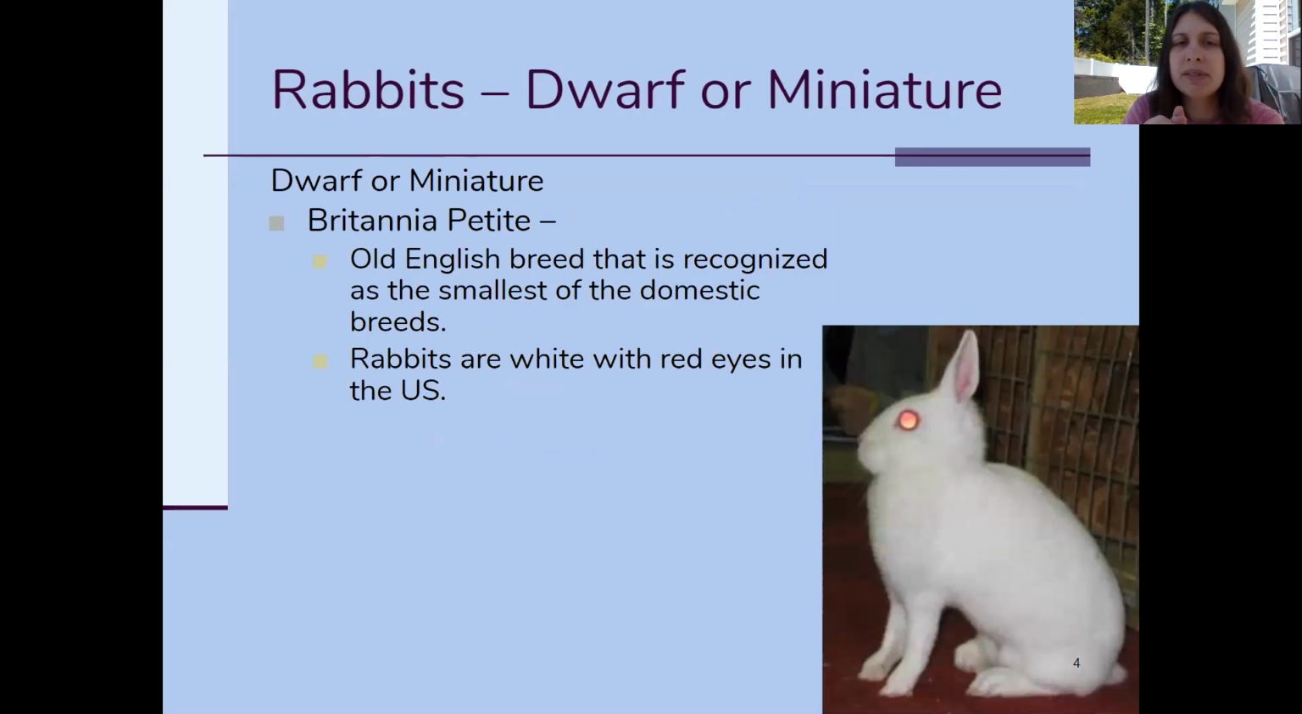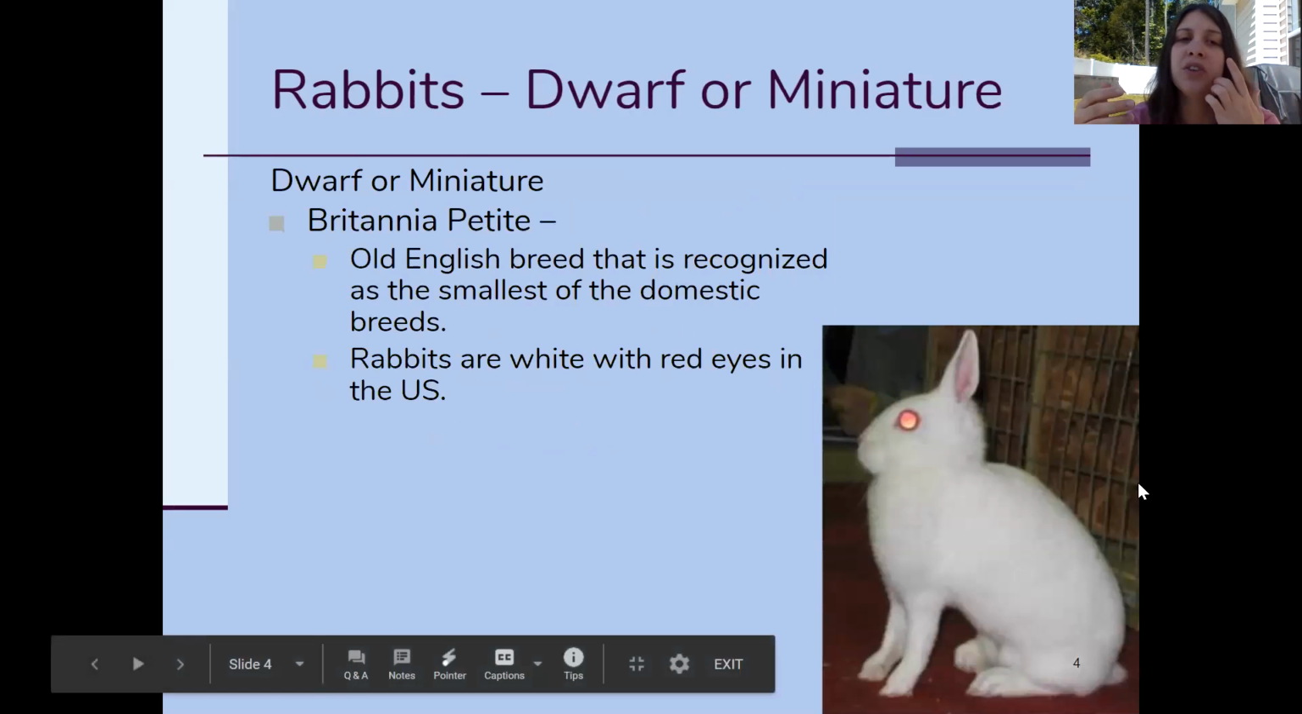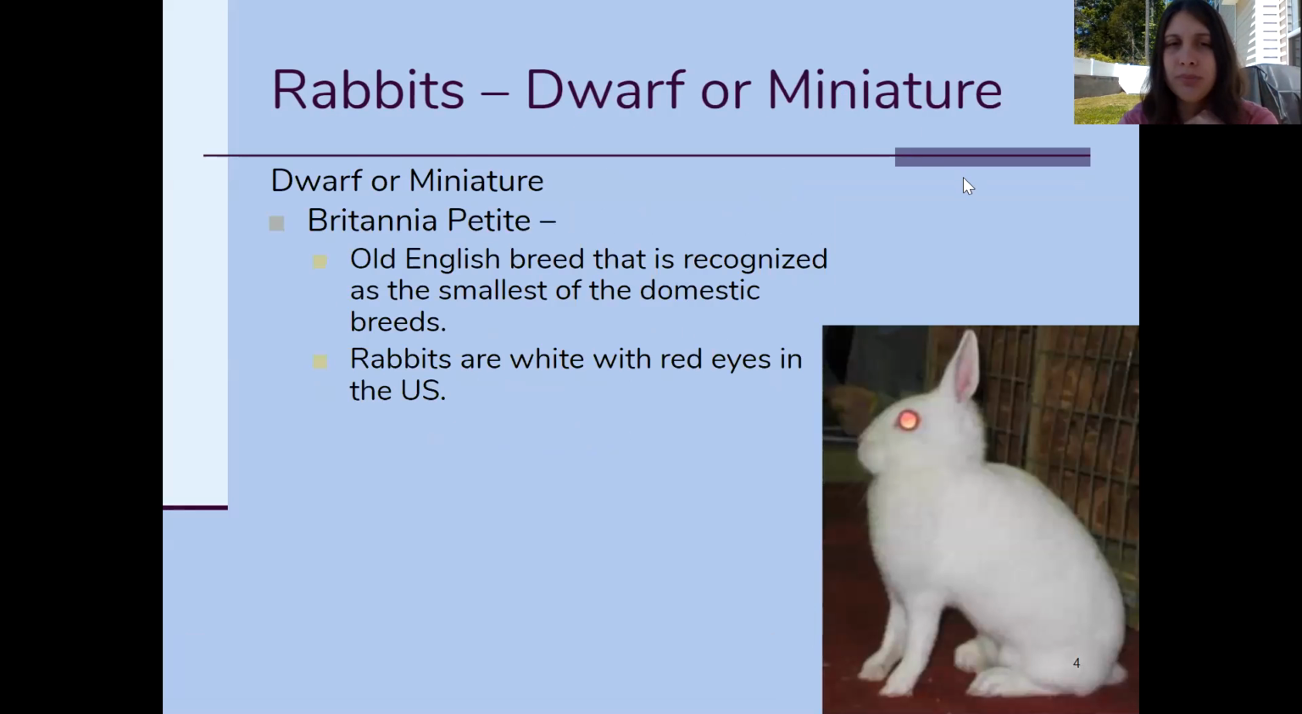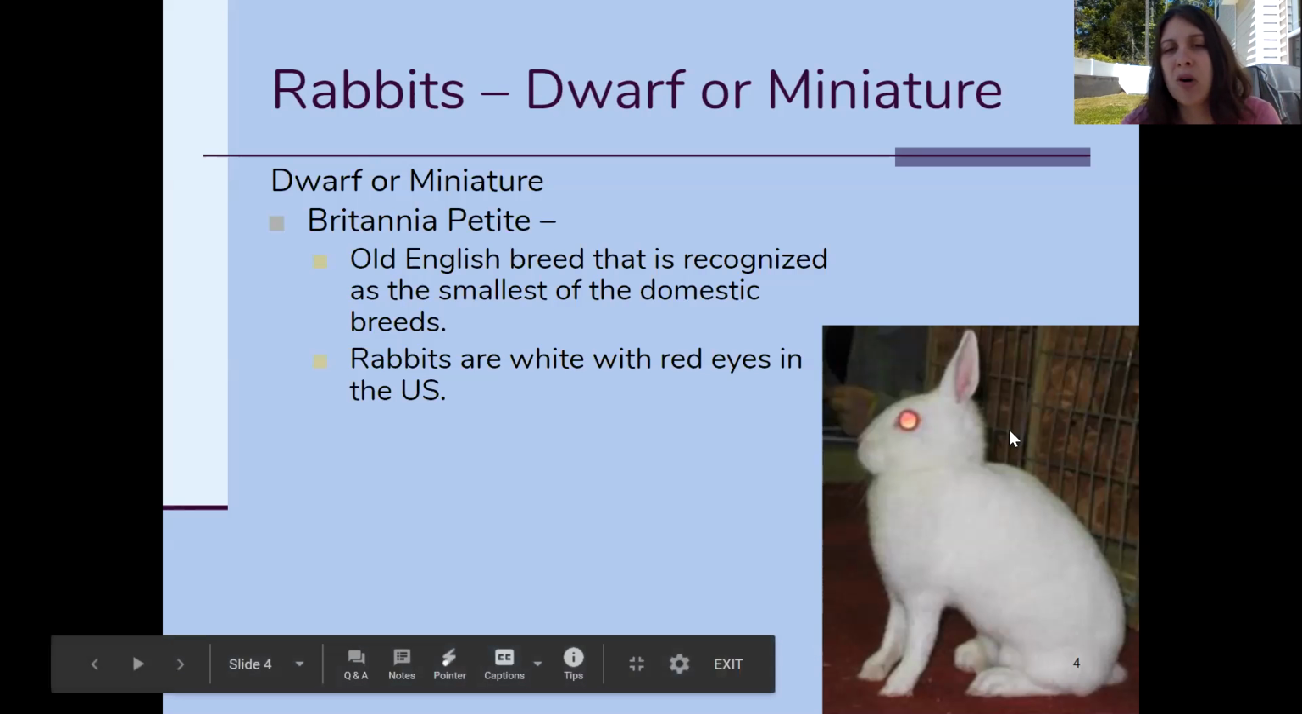So we are going to start with the dwarf or the miniature group. These are little tiny rabbits, a couple of pounds, and the first one is the Britannia Petite. Petite should be easy for you to remember, because petite literally means very small. So it's going to go in the dwarf or the miniature group. It's an old English breed. They're recognized as being the smallest rabbit of all the domesticated breeds. And the way that you tell them apart is, one, by how small they are, and then they're white, and they have red eyes. So they're like albinos, basically.